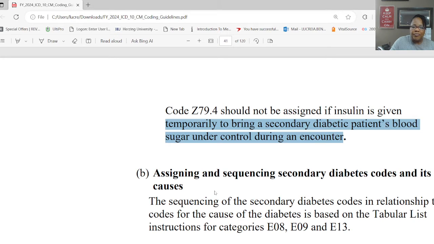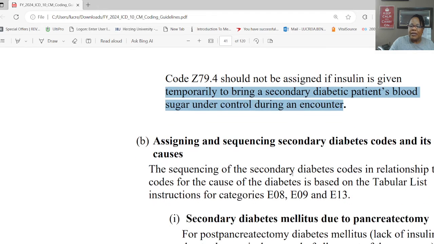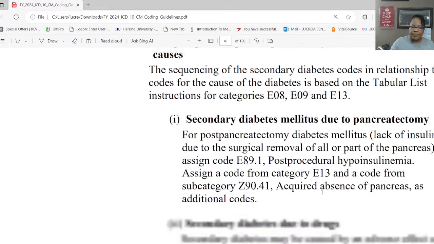So let's look at B. Assigning and sequencing secondary diabetes codes and its causes. The sequencing of the secondary diabetes codes in relationship to codes for the cause of the diabetes is based on your tabular list instructions for categories E08, E09, and E13. Because remember, these identify secondary diabetes.